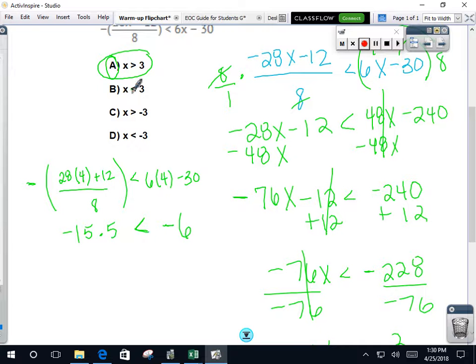If you plugged in any of these other ones, like a number less than 3 or a number greater than negative 3 or less than negative 3, it would not have made, well, okay, this one obviously would work because, or never mind, it wouldn't, because a number greater than 3 could be negative 2, right? And negative 2 might not work. You have to be greater than 3, okay?